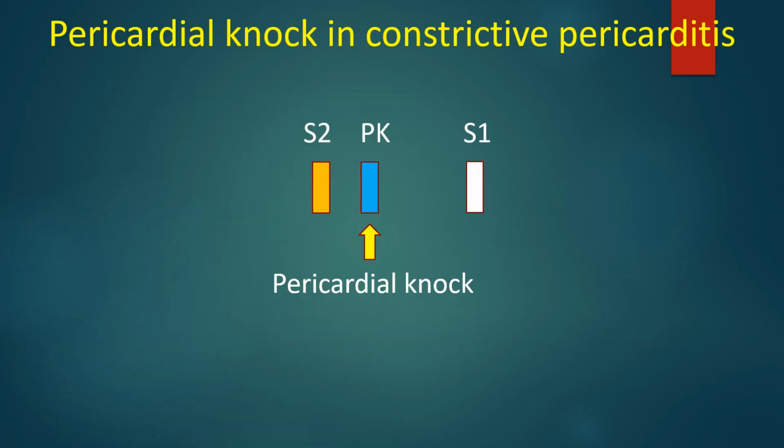Pericardial knock is an early diastolic sound heard in constrictive pericarditis. It is also called an early S3. The sudden rush of blood from the atria to the ventricles is halted soon by the thickened pericardium, which causes restraint for ventricular relaxation, leading to the pericardial knock.